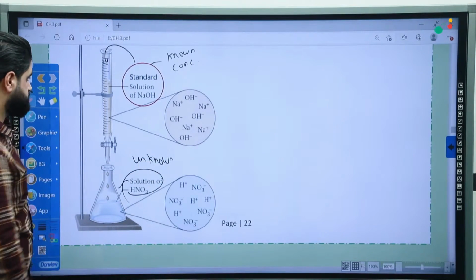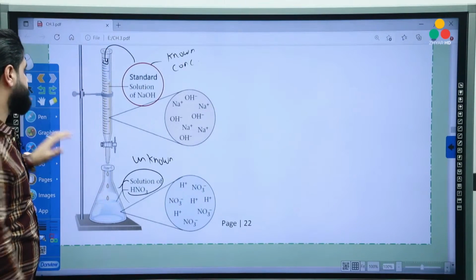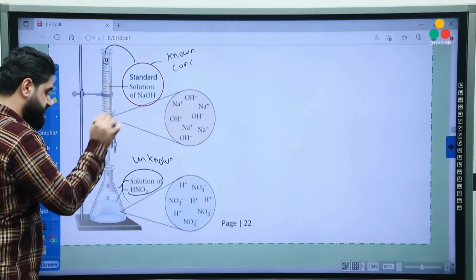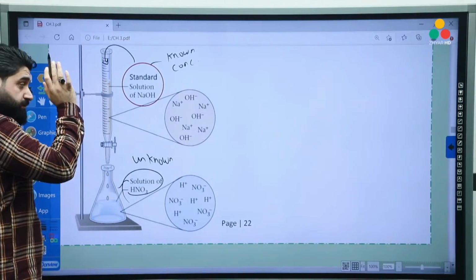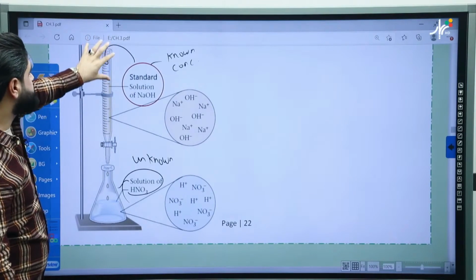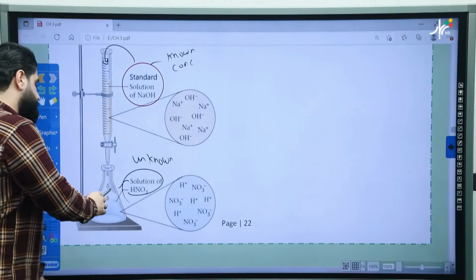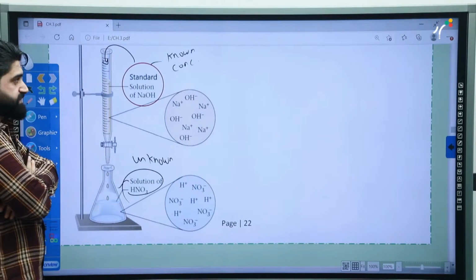Unknown concentration. And here, we have to put acid and base. If it's acid, the other must be base. If it's base, the other must be acid. No problem. But the point is, here is used for known concentration, and from here we have unknown concentration.